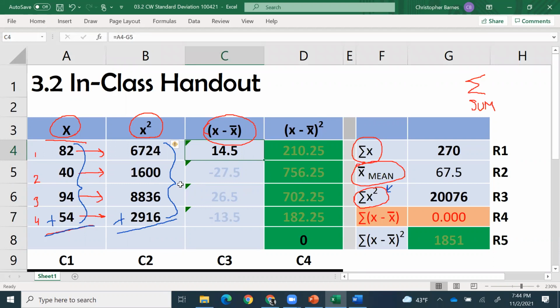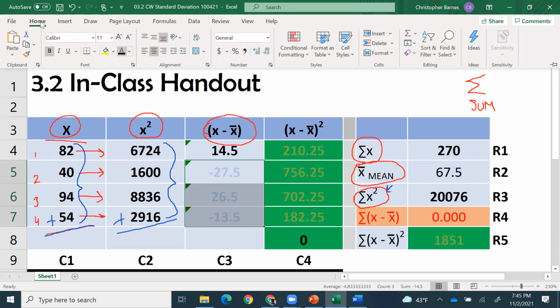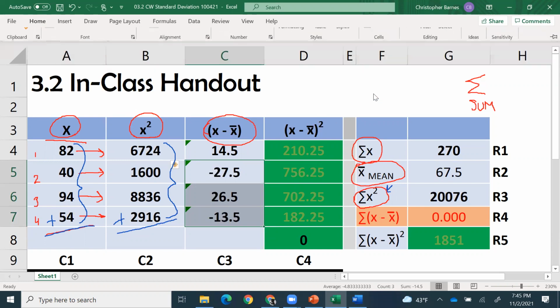Now, since X is an array, for this value we would take 40 and subtract 67.5. For here, we would take 94 and subtract 67.5. And for this value, we would take 54 and subtract 67.5. When we do that, we get these particular values.